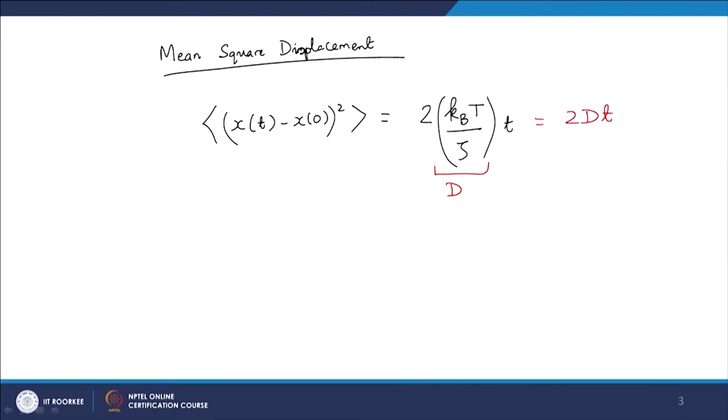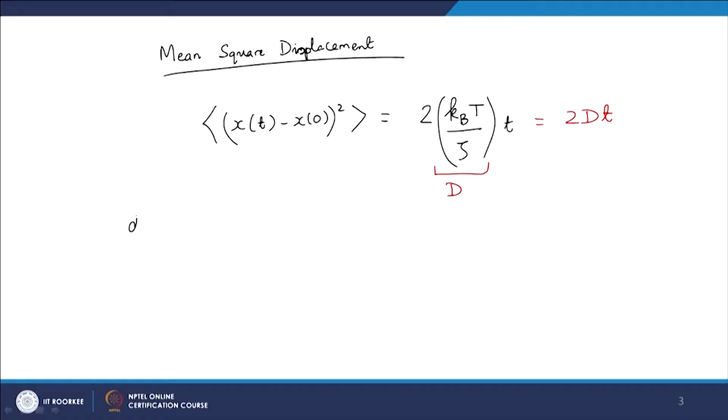then this is equal to 2Dt. This makes perfect sense because now D is a ratio of the mean square displacement with the time, and that is what we began from, because we said that D has a unit of meter square per second. It characterizes the mean square displacement the particle undergoes and so on.